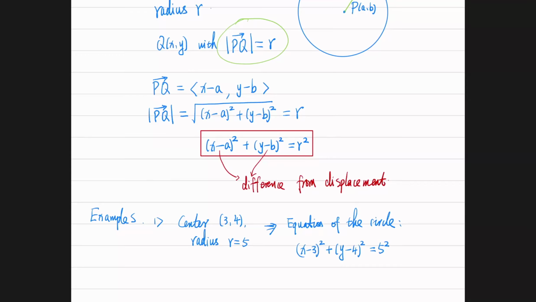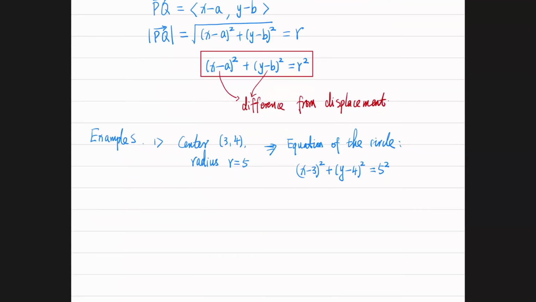Okay, good luck. So you can see in this equation, we can read the center directly: 3, 4. This gives us the center. 5 squared, 5 is the radius. Is it okay if we just said 25? It's okay, yeah. I was just too lazy typing.